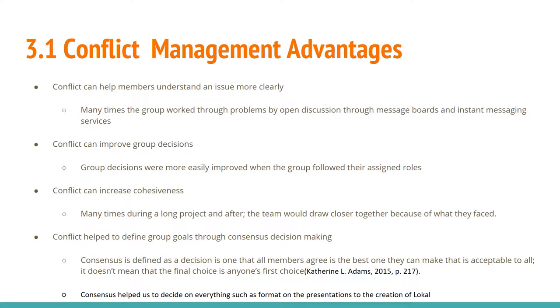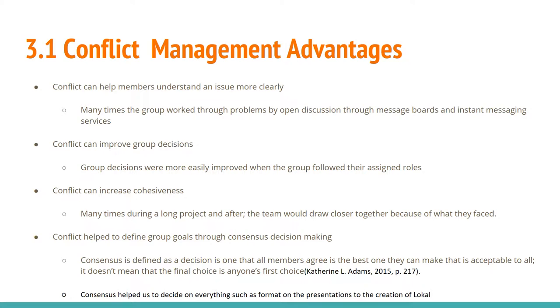Another advantage is conflict can improve group decisions. Group decisions were more easily improved when the group followed their assigned roles that were laid out in the group contract early in the class. Conflict can increase cohesiveness. Many times during a long project and after, the team would draw closer together because of what they faced. They had a common bond.